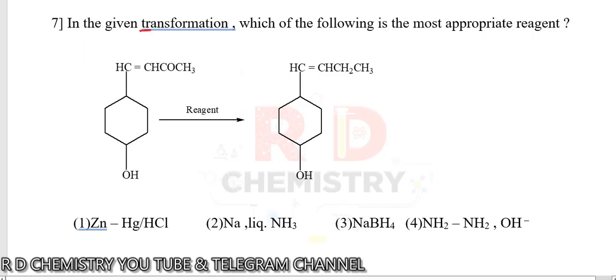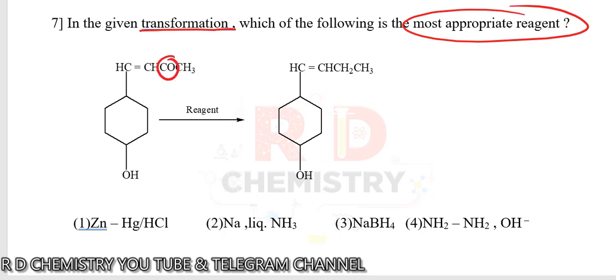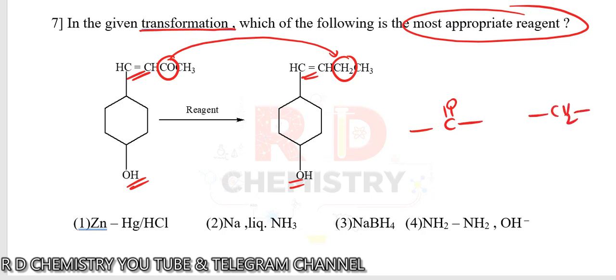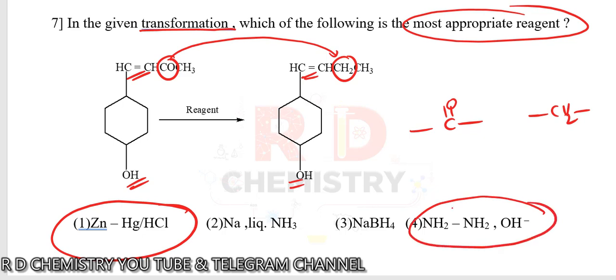Question number 7. In the given transformation, which of the following is the most appropriate reagent? See carefully. C=O has become CH2. Carbonyls are reduced. Double bonds remain as such. OH remains as such. Conversion of C double bond O to CH2 is either by Clemmensen reduction, that is zinc mercury amalgam, concentrated HCl, or we can make use of Wolff-Kishner reduction involving hydrazine and KOH medium. Correct? Now which is the best answer?